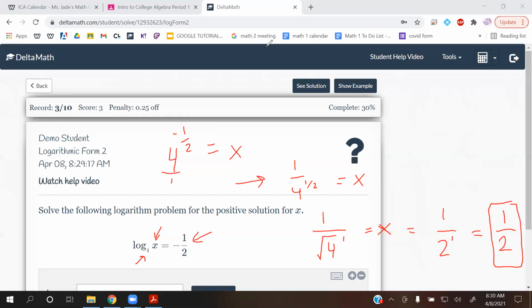This one was a little bit shorter because we have smaller numbers to deal with, but the concepts are still the same. So let me know if you have any questions.